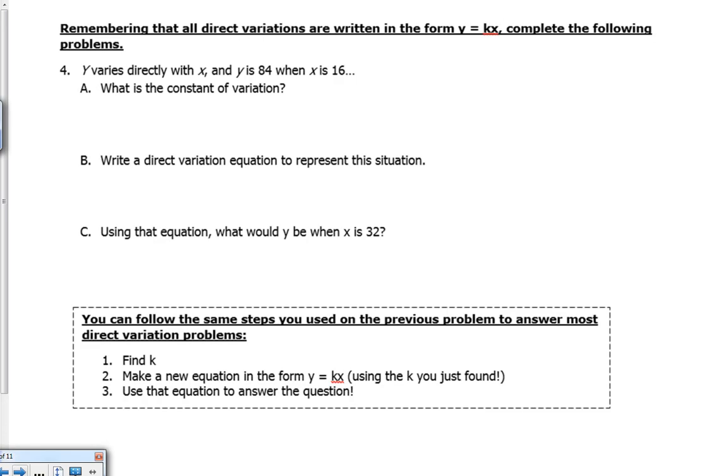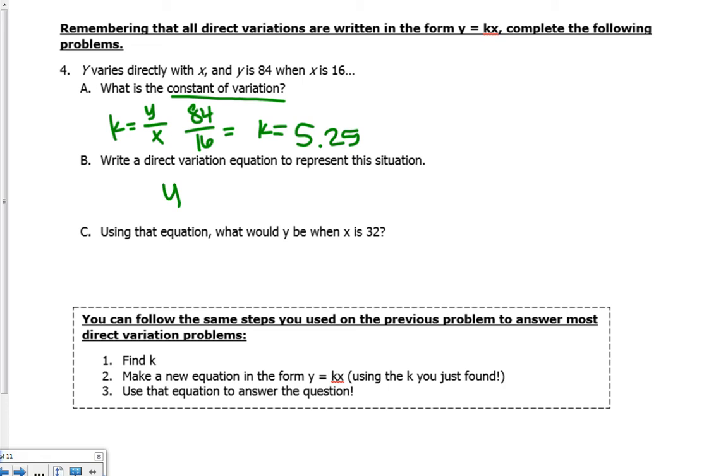All right, now here's where we actually start applying all of these things. Remember, all direct variations are written in the form y equals kx. Number four says that y varies directly with x, and y is 84 when x is 16. What is the constant of variation? Well, that just means I need to find k, and I know that k is y over x. So I'm going to put 84 over 16, and I can tell that my k is, I need a calculator, give me a second. 5.25.